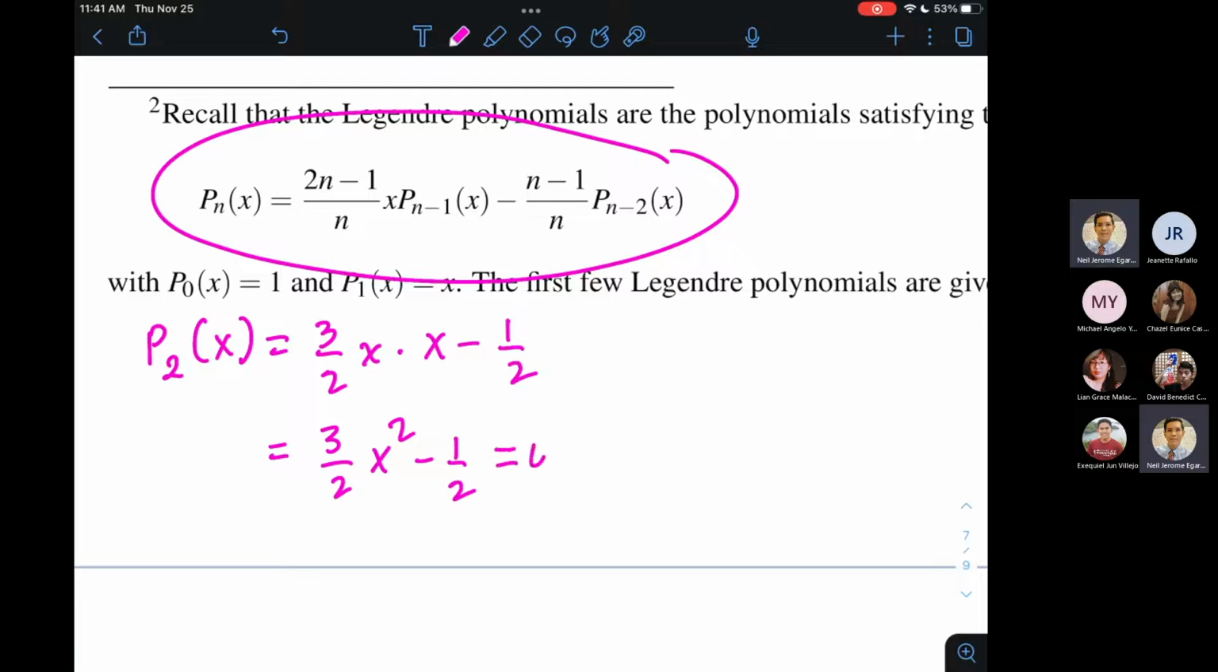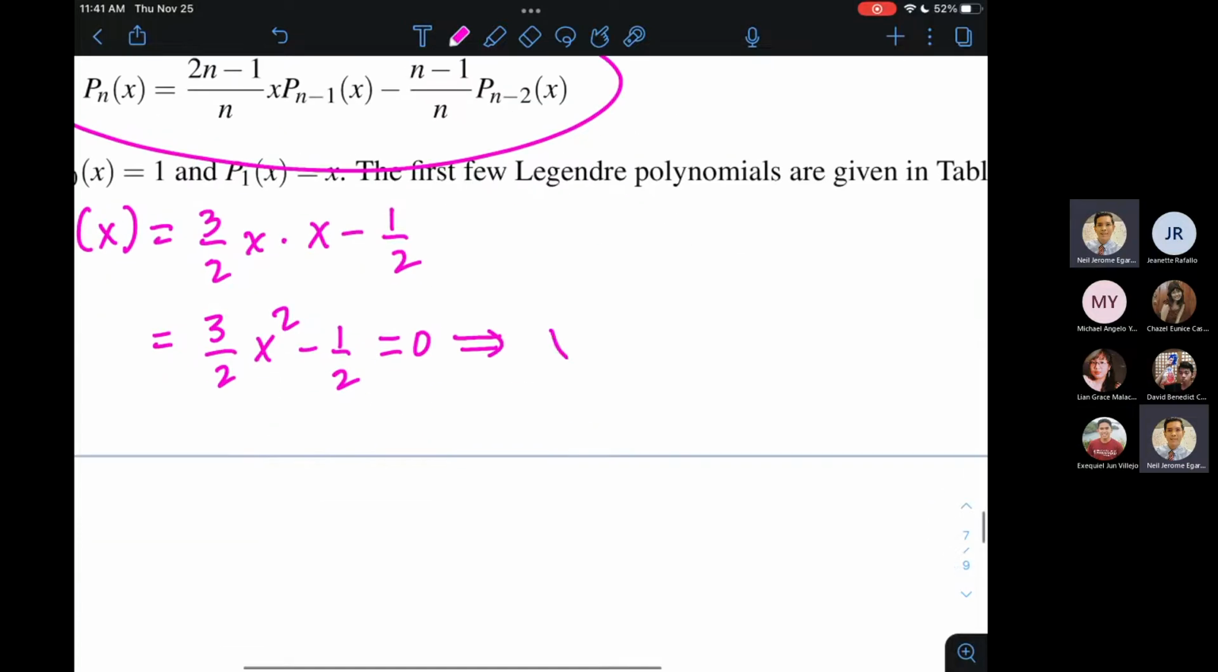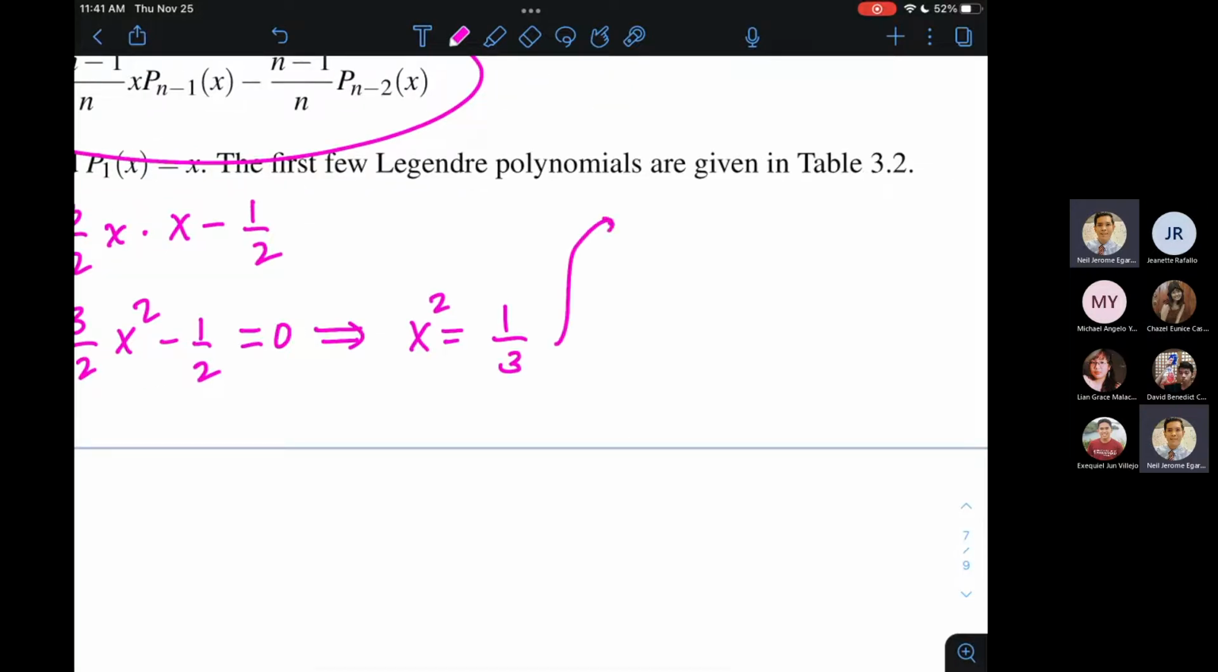And if I equate this to 0 to get the roots, we get x squared equals 1/3. Right? Multiply both sides by 2, add 1, divide both sides by 3. And true enough, we see that the roots are x equals plus or minus root of 1/3, which indeed coincides with the abscissas we computed using the degree of precision definition of the Gaussian abscissas.